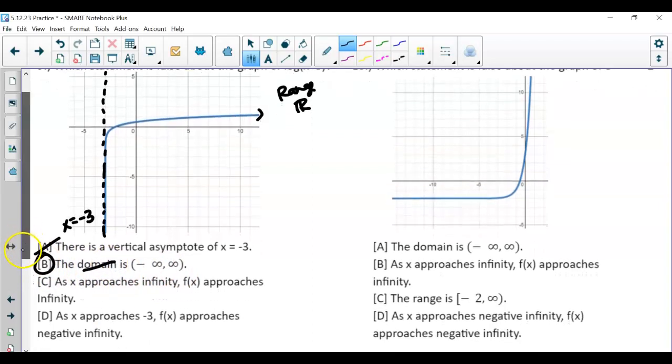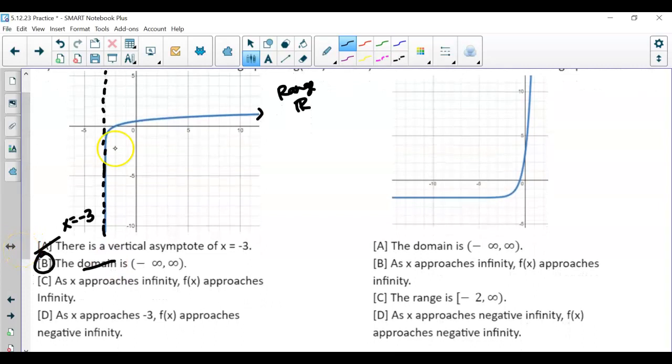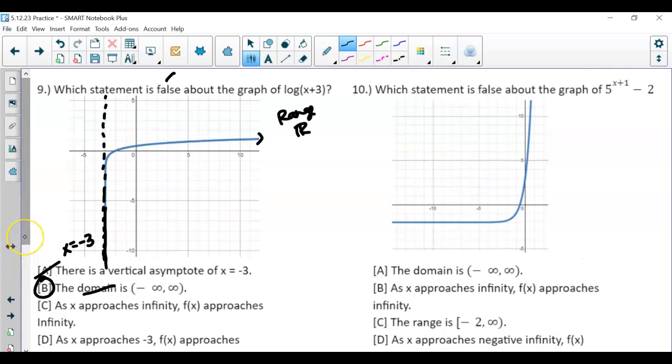So everything else was true. As X is approaching infinity, as we're going to the right, the graph is going up. And as X is approaching -3, the asymptote, the graph is going down. Now, number 10, same thing. We're looking to see which statement is false about the exponential.